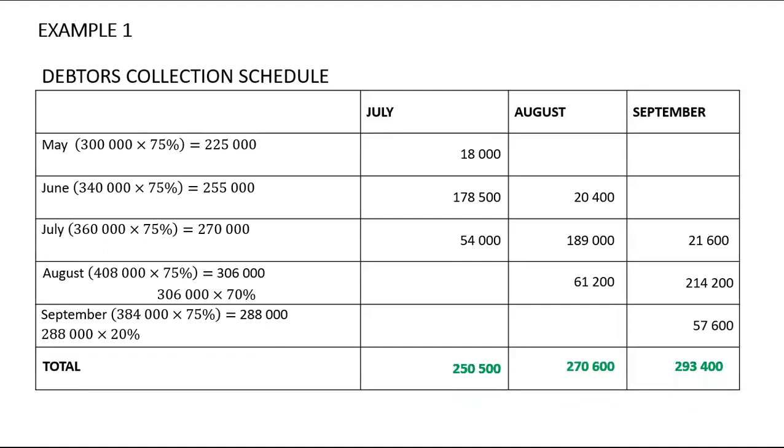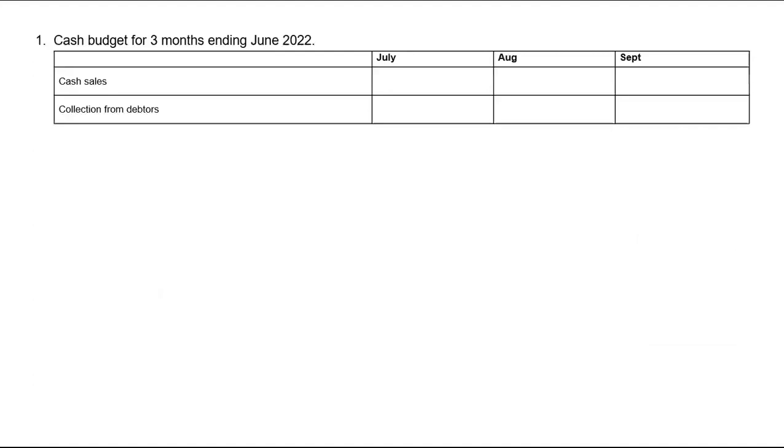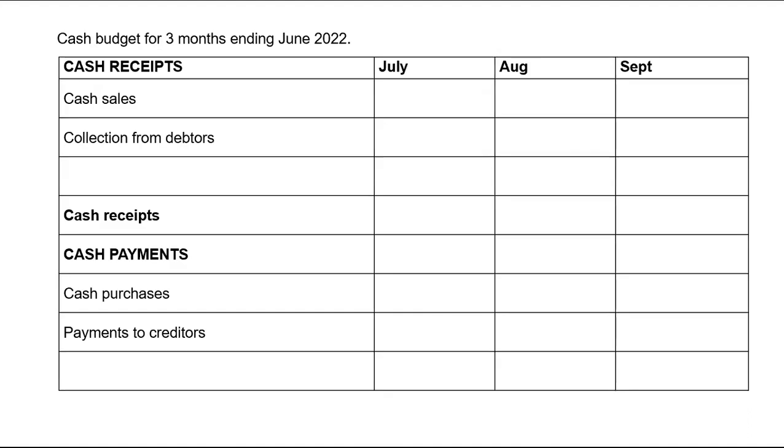Now, these amounts that were collected from debtors, we actually recorded them in the cash budget, and we started with our cash sales for those months and collection from debtors, which was total amounts collected from debtors. We recorded all of that under receipts in our cash budget. All right. Now that we're done with that bit of revision, we are going to do what I discussed at the end of the previous video, which is payments to creditors.